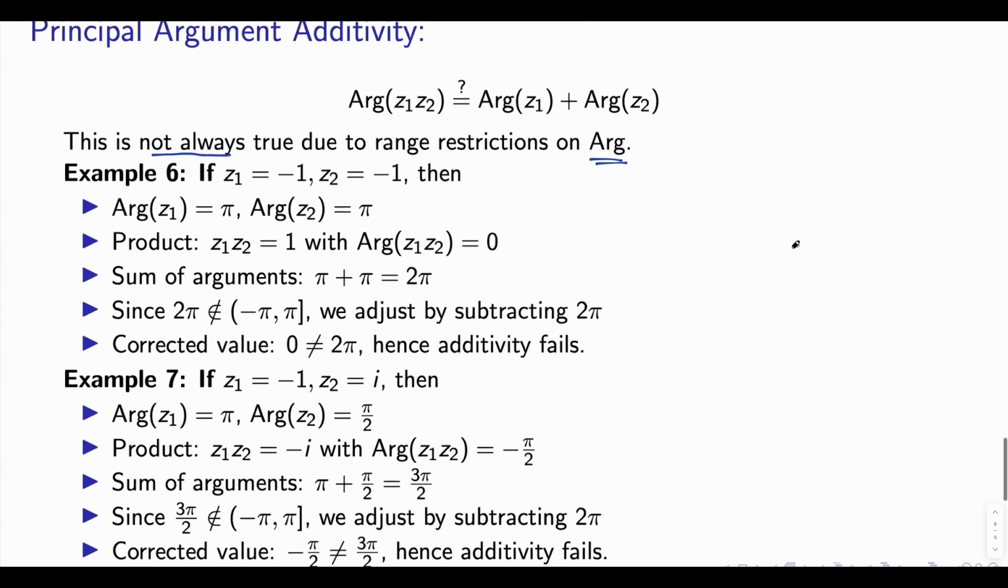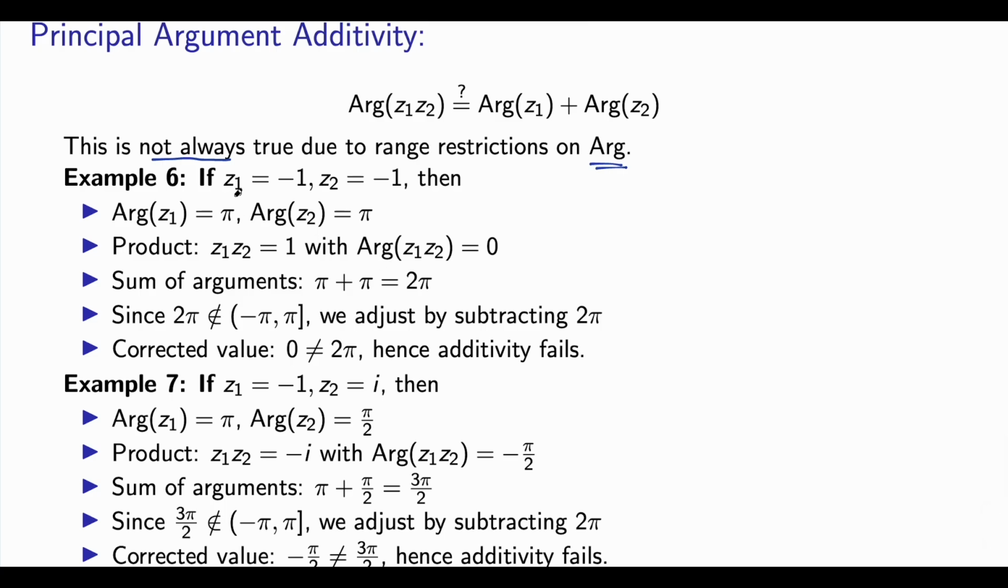So this is where we can see a few examples. Let us take z1 equal to minus 1 and z2 equal to minus 1. Then the argument of z1 is pi, and the argument of z2 is again pi. This is the principal argument, right? And the product z1 z2 is going to be 1, for which the principal argument is going to be 0, right? And the sum of the arguments on the right hand side is going to be pi plus pi, which is 2 pi, which no longer belongs to the principal argument range, right? So we adjust by subtracting 2 pi to get the corrected value. So 0 is not equal to 2 pi in general, right? Hence additivity fails. You got it.